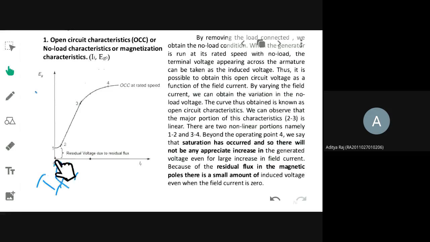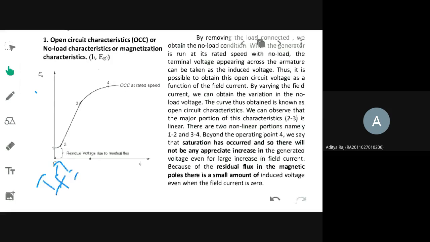Initially, when IF is equal to 0, there will be some small amount of EMF. That EMF is called the residual EMF, after which the curve will start to bend slightly and become linear. But after a point, the IF variation will not give the same variation of EG. Now the curve will be saturated and become constant.